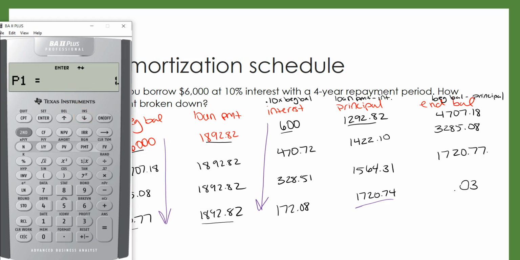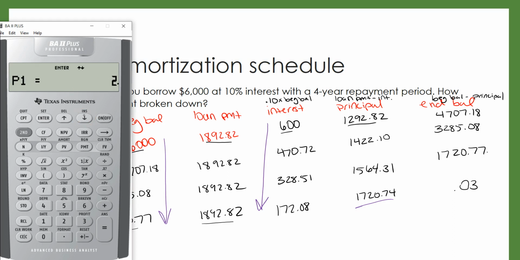Let's see what happens in year 2. So from the beginning of year 2 to the end of year 2. Clear that. Enter to save. We paid $3,285. That's our ending balance. The principal that we paid is $1,422. And the interest is $470.72. So it saves you a bit of time here.